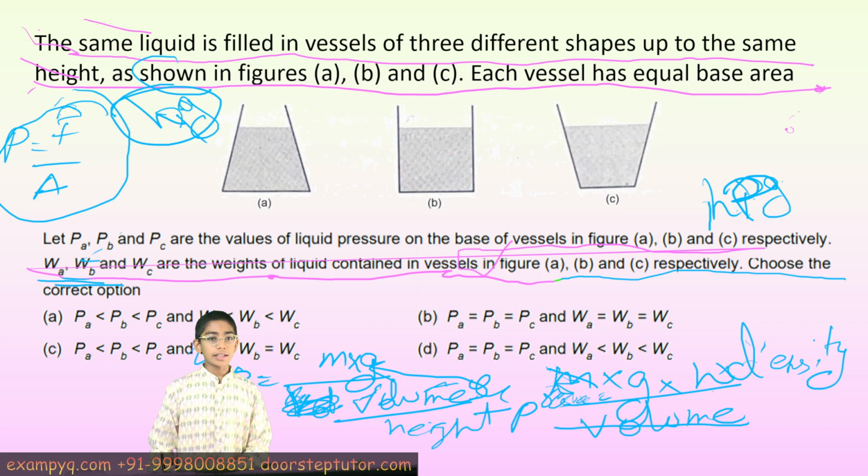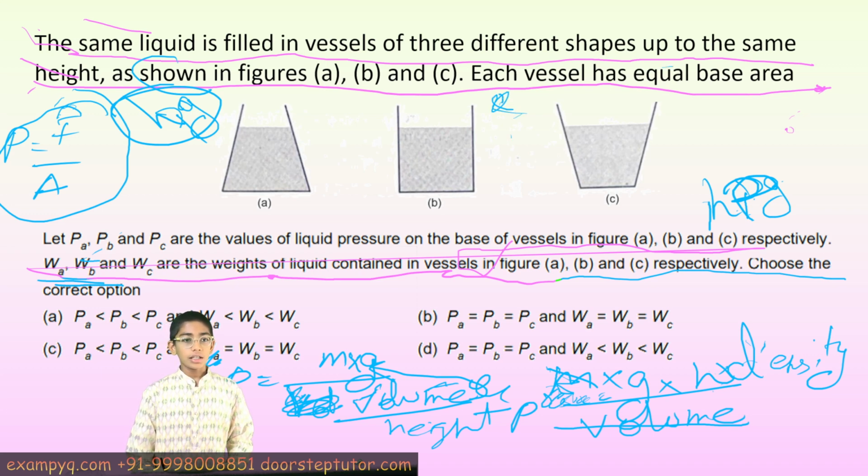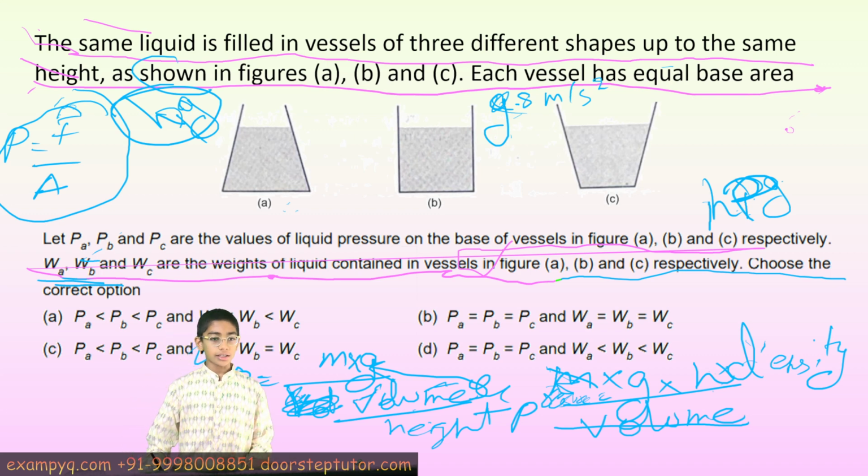Now we know that the density is equal because the liquid is the same in all the three vessels. The acceleration due to gravity is also 9.8 meter per second square in all the vessels, and the liquid is filled up to the same height, which is given in the question. So the pressure at the bottom of the vessel will be equal for all the three vessels.